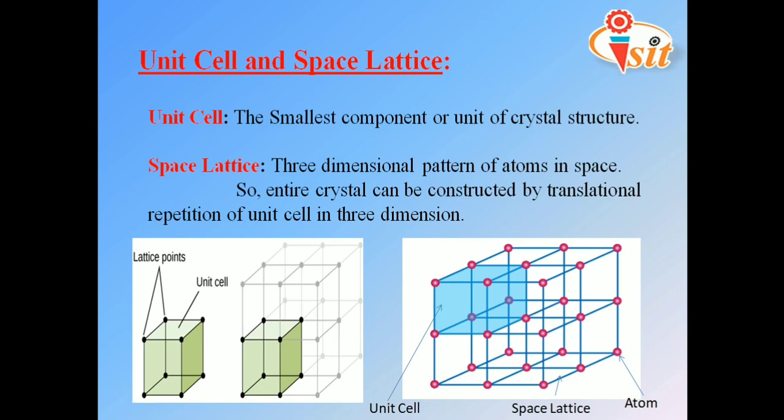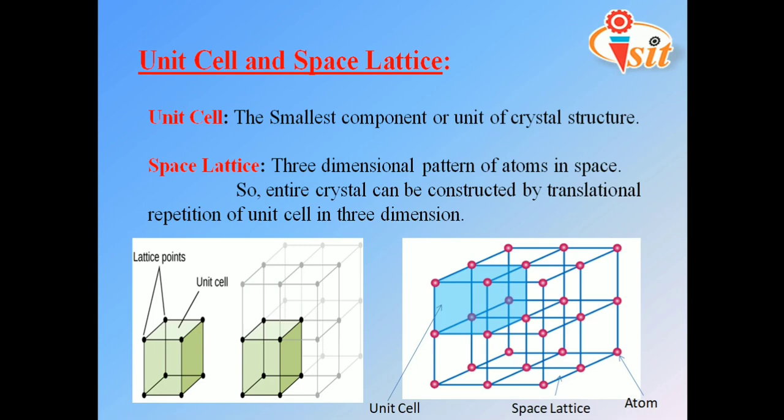That cube has 8 corners, 4 at the above side, 4 at the below side, and it has a total of 6 faces: 4 side faces, one at the above, one at the below. So I can say a cube is nothing but a geometrical entity which has 8 corners and 6 faces, right? In the second diagram, we have denoted the diagram by 3 things. First one is a unit cell, second one is a space lattice, and third is an atom.